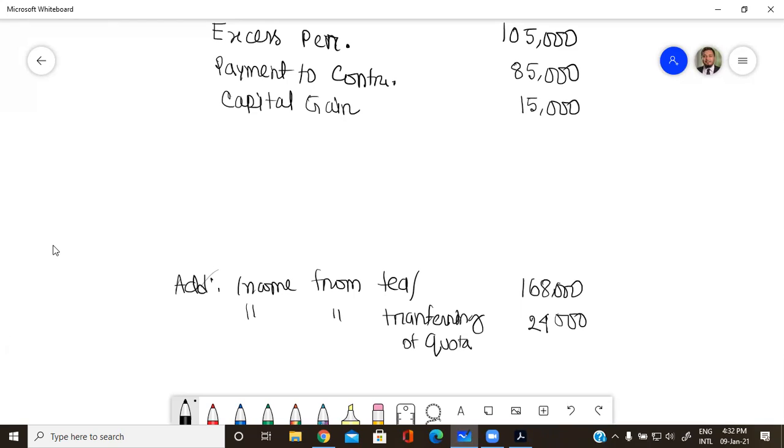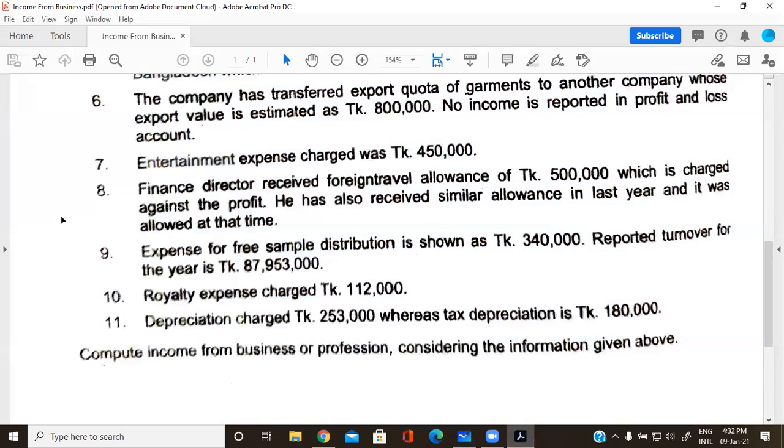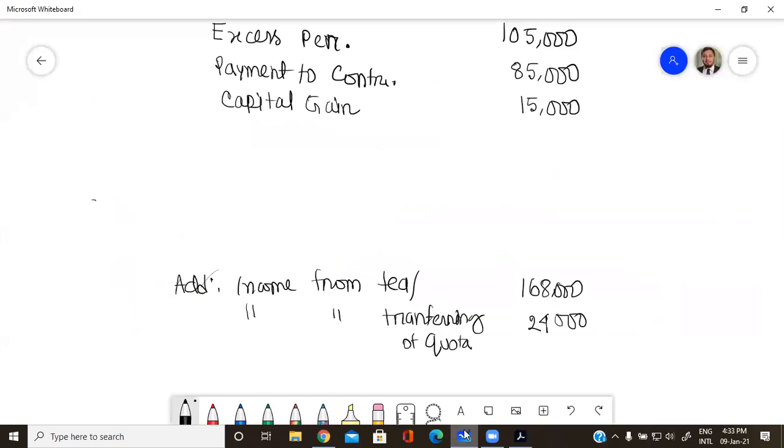Another rule is that in each of the 2 years, one foreign travel is granted. Have we got it? Now, from this statement, what do you understand? Was this travel granted in accordance with the tax standard or is it in violation? So it is in violation. In that case, we need to add back the expenses. Foreign travel, how much? 500,000.